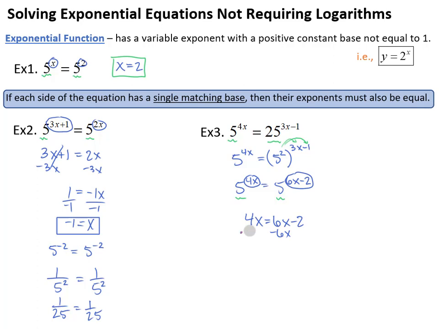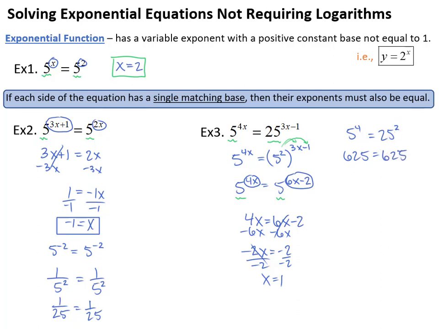Solve by putting our x values on one side and the constants on the other, and divide by negative 2. We get x is 1. So if I plug in 1 there, 4 times 1 would be 4, and we get 5 to the 4th power. If I plug in 1 here, we get 3 minus 1, 25 squared. And if you check these, 5 to the 4th is 625, and 25 squared is 625.